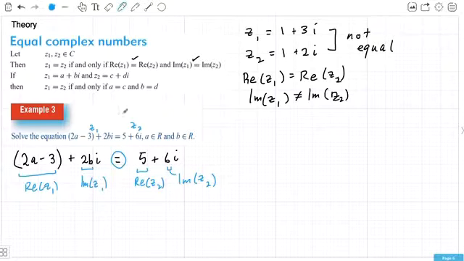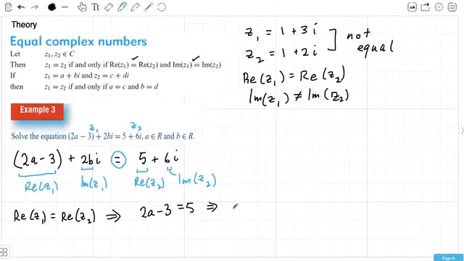So we're told here, because this is an equal sign, this side here has to be equal to the other side. What that means is that the real parts should be equal and the imaginary parts should be equal. So for the real part of z1 to be equal to the real part of z2, we've got 2a minus 3, that's the real part, should equal 5. And with a bit of algebra, 2a equals, add 3 to both sides. So a, divide both sides by 2, a equals 4. So we've got our solution for a.